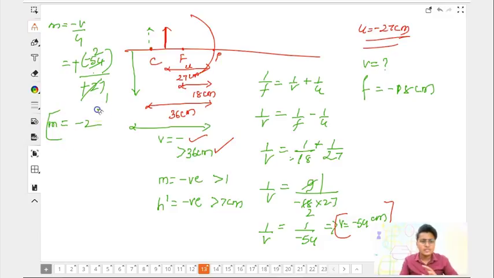And I have no doubts in my mind that's the right answer because that's a negative value. I wanted a negative value. That's a greater than 1 answer. I wanted that and we have got it. Finally, moving on to h dash by h. M is equal to h dash by h right there, guys.